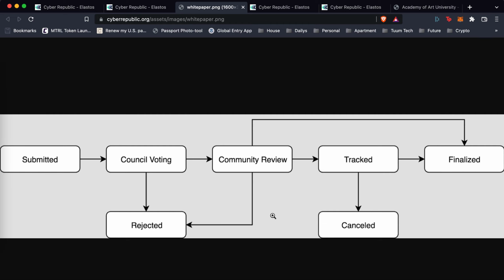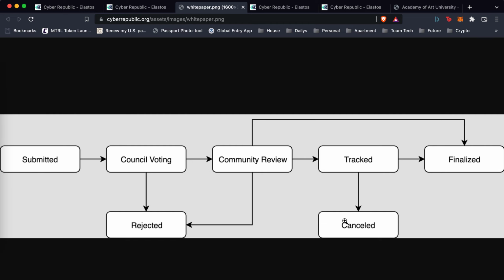Two of the statuses here are rejected and canceled. Rejected is a proposal that is rejected during the voting period, or whenever the community review period is going on, which is 7 days. And the canceled here is a proposal that is terminated before it becomes finalized.